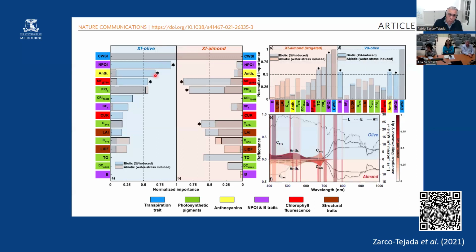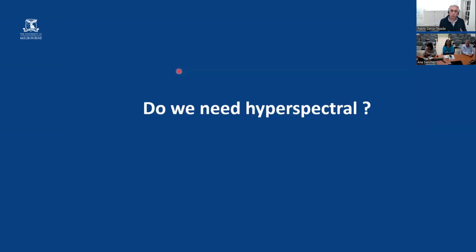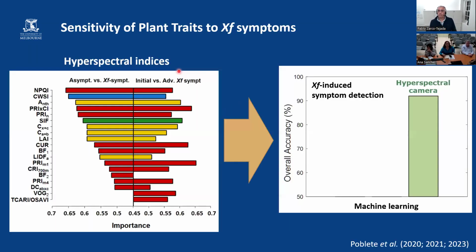We could see which of the traits were more important depending on the pathogen and depending on the species. Now the question is, do we need hyperspectral? Is that possible? Can we do that with multispectral data, which is easier to use, easier to collect and to deploy? Well, I think that our few publications on the topic demonstrate that with hyperspectral cameras, we have more spectral bands at specific regions. It's not only having more spectral bands, it's where those bands are located, the very important aspect.